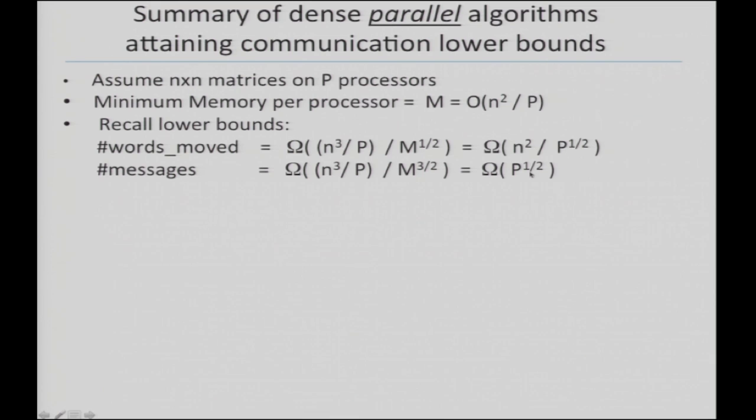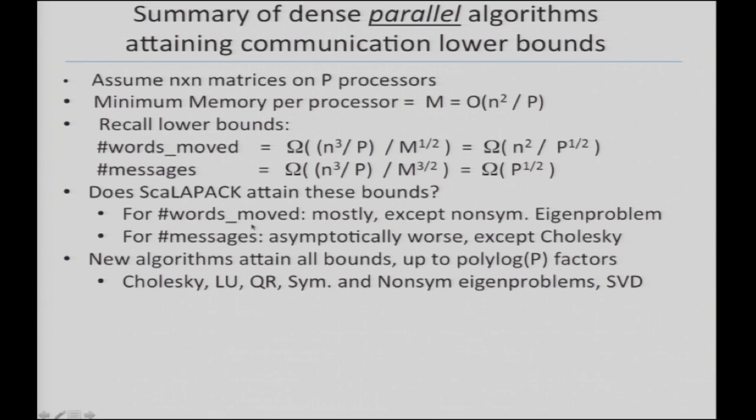And so let me ask what other algorithms attain those lower bounds. Let's look at ScaLAPACK. For the number of words moved, ScaLAPACK actually does attain this lower bound, except for the non-symmetric eigenvalue problem. It is asymptotically worse there. But for the number of messages, it's almost always asymptotically worse. It usually sends vastly more messages than the square root of P, except for Cholesky. Cholesky is simple enough that people understand it well, just like matrix multiply. And so what we've had to do is systematically invent new algorithms that attain all these bounds up to polylog P factors, so log P or log squared P, for everything else. And so we've done that.